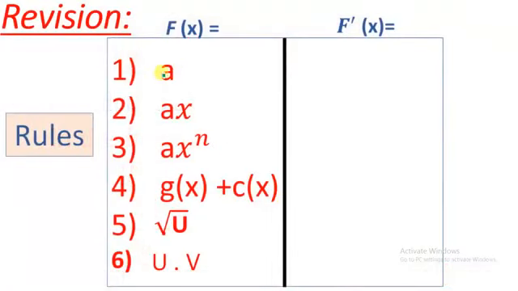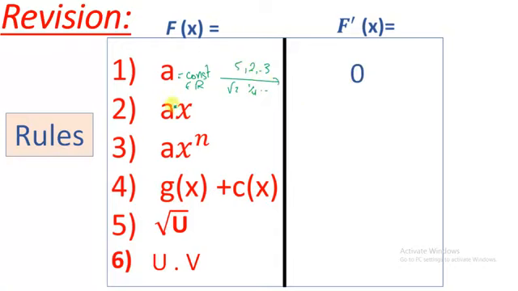If f of x equals a, where a is a constant that belongs to R, like 5, 2, minus 3, radical 2, 1 over 4, etc. What is the derivative in this case? Yes, it is 0. So the derivative of any constant is 0.